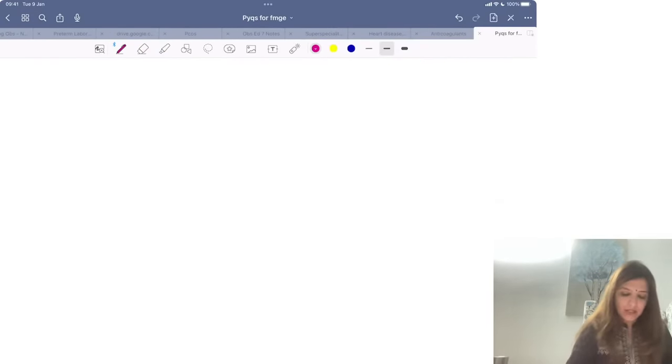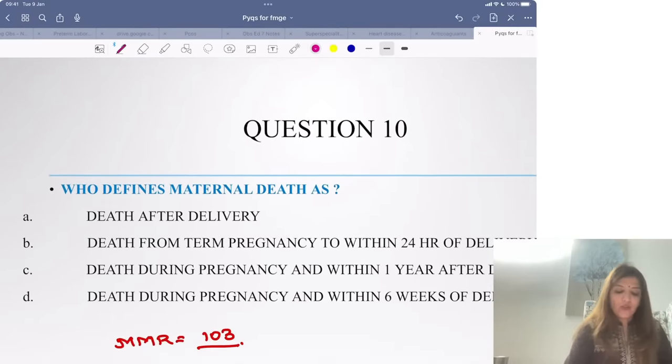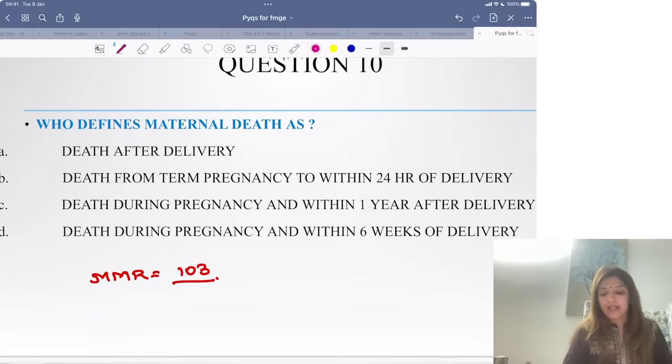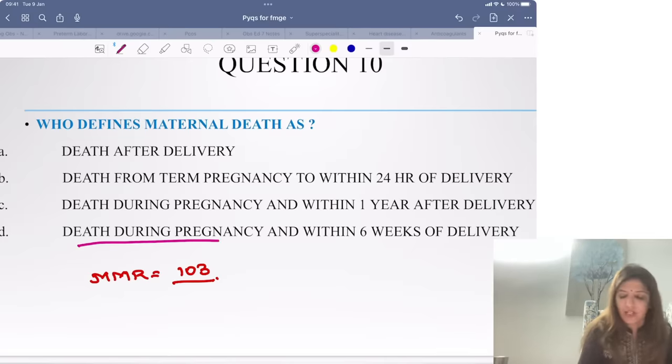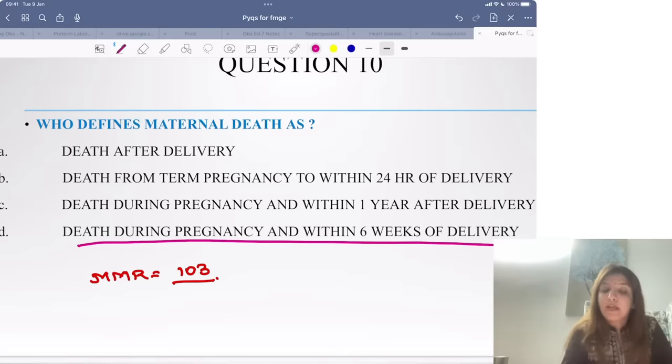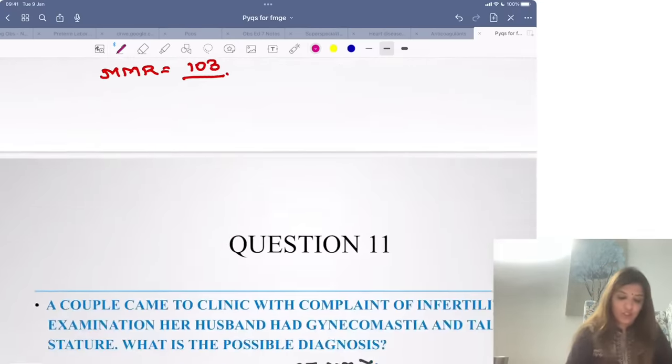Right? Next question. WHO defines maternal death as. So how does WHO define maternal death? WHO defines maternal death as death during pregnancy and within 6 weeks of delivery. Please remember, maternal mortality rate in India is 103. And the most common cause of maternal mortality is obstetrical hemorrhage. In obstetrical hemorrhage, the most common is postpartum hemorrhage.